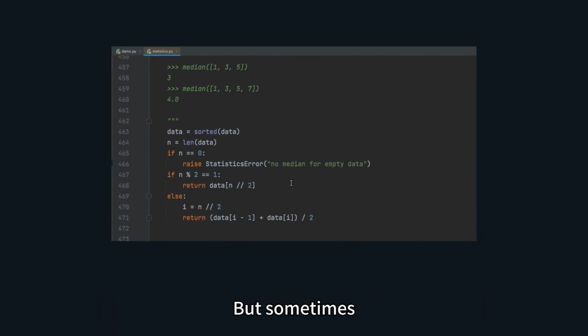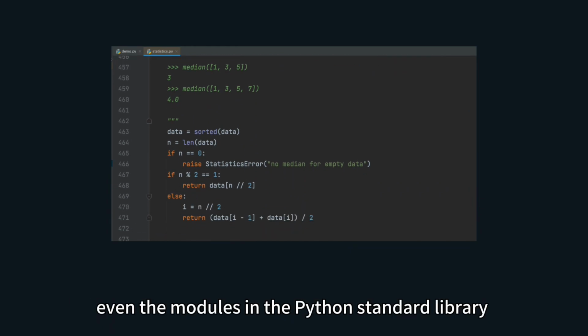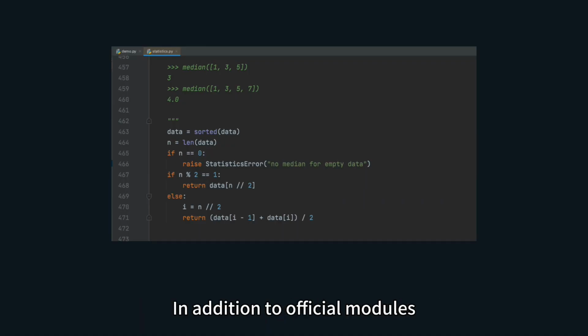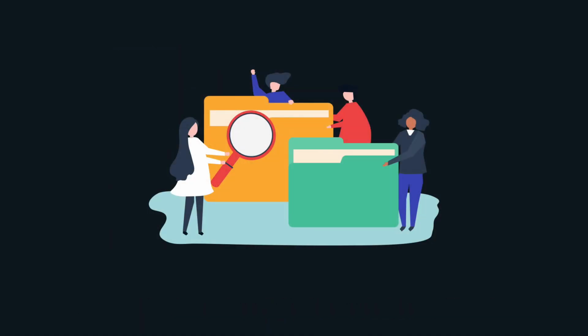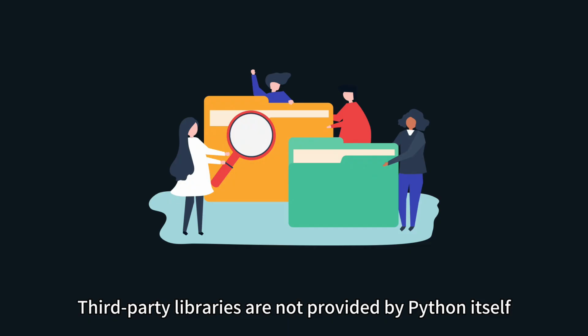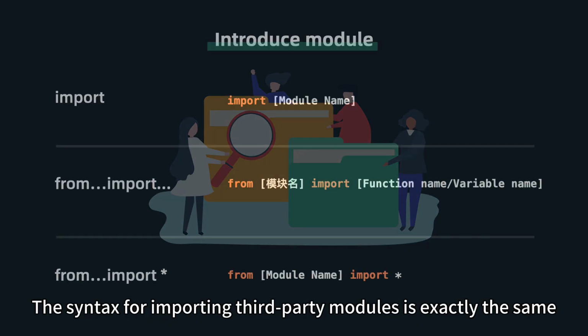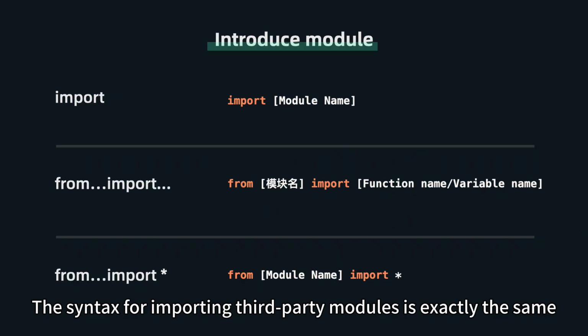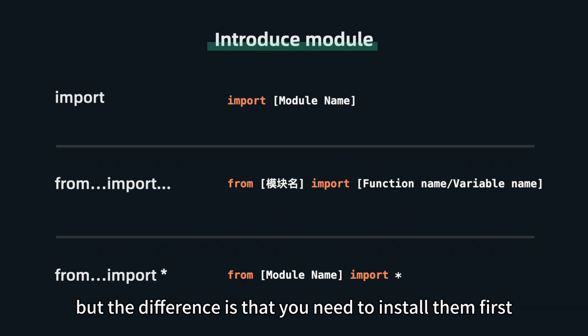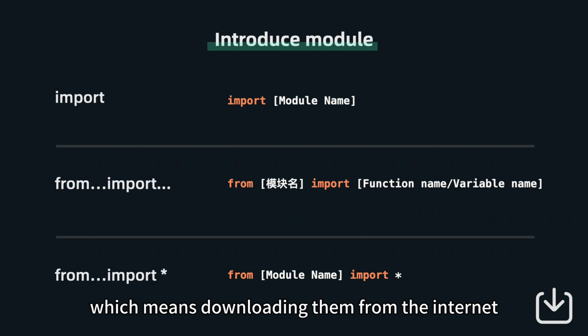But sometimes, even the modules in the Python standard library are not enough for our needs. In addition to official modules, we can also import modules from third-party libraries. Third-party libraries are not provided by Python itself. They're created by other developers, so they are far more numerous and diverse. The syntax for importing third-party modules is exactly the same, but the difference is that you need to install them first, which means downloading them from the internet.